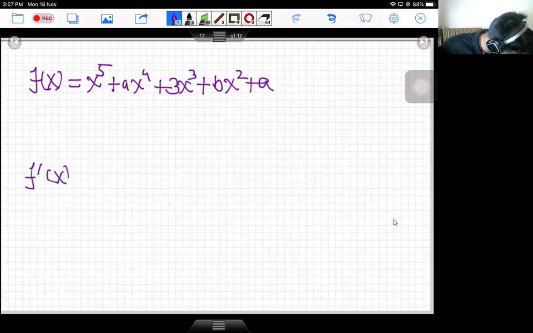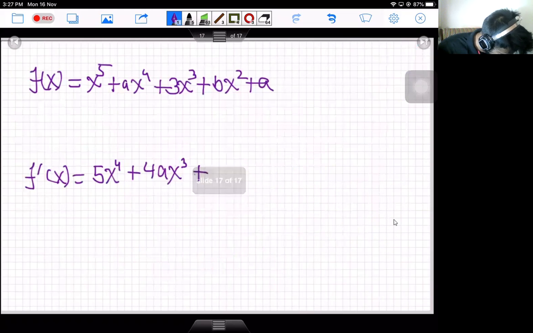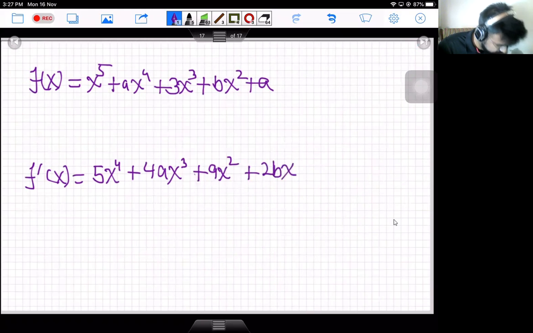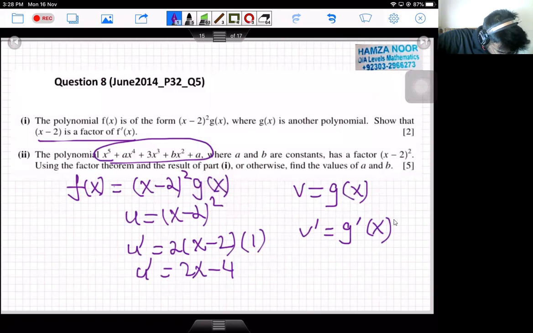f dash x is equal to 5x raised to the power 4 plus 4ax cube plus 9x square plus 2bx. And a, since it is a constant term, when differentiated turns out to be 0. All right. Okay. What do we know?